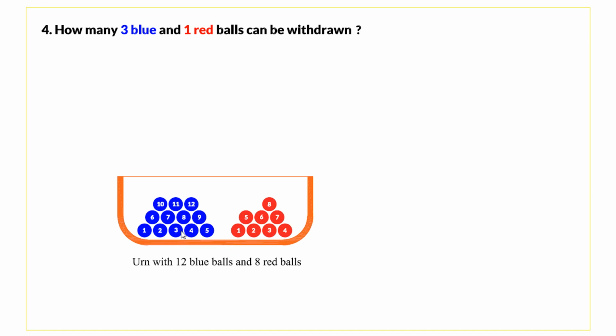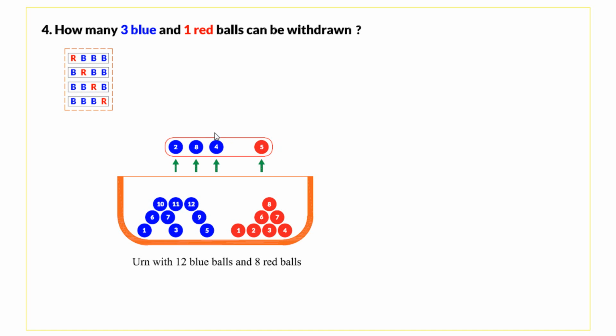So here we have the urn, and we have to pick 3 blue out of 12. So this is the first, the second, the third, and we have to pick 1 out of this red subset. And now we have a sampling of 4. So we are combining 3 out of 12 blue, and that can be done in 12 combined 3, and we are combining 1 out of 8 red, and that can be done in 8 combined 1 ways.